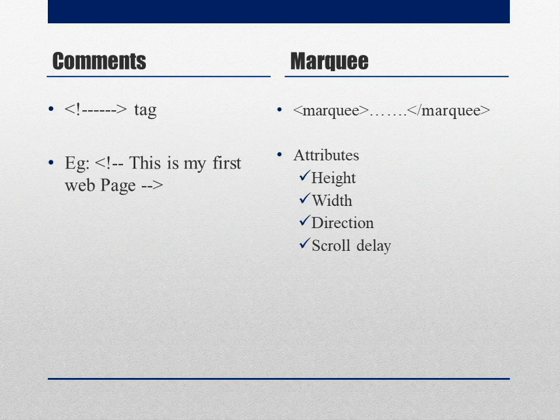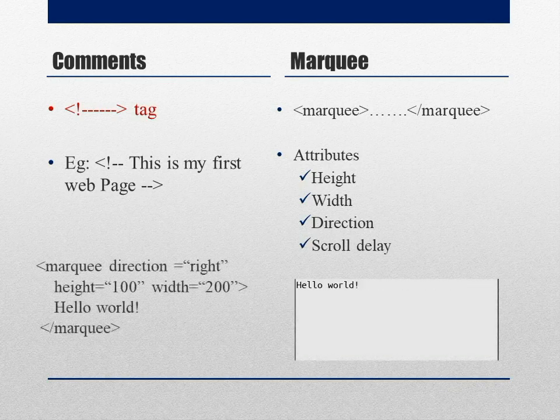Next is comments in HTML. HTML comments are placed within these kinds of tags. The only difference is here I am using an exclamation mark inside a less than symbol and a greater than symbol. So any content placed within these types of tags will be treated as a comment and it will be completely ignored by the browser. In this example, "this is my first web page" is a comment and it is not displayed on the web page.